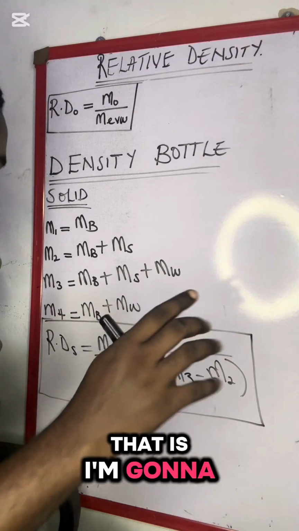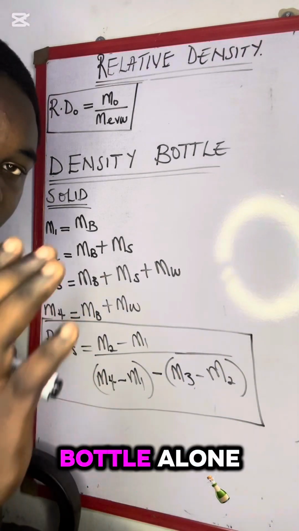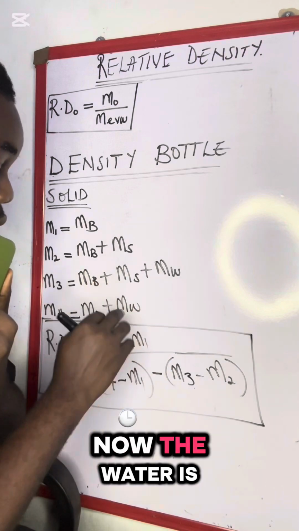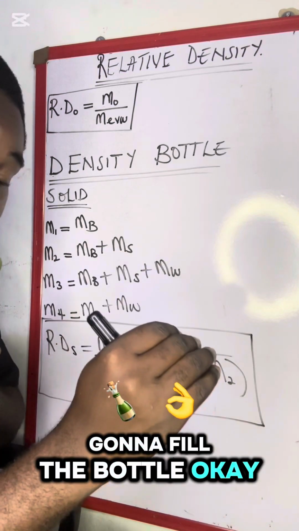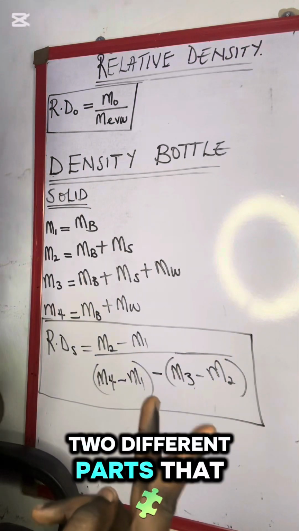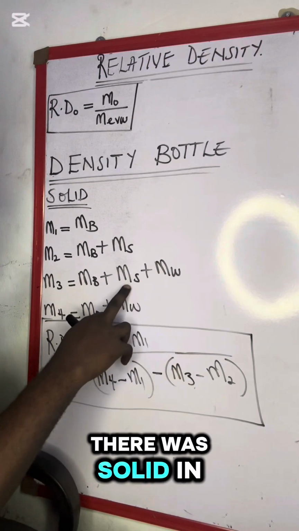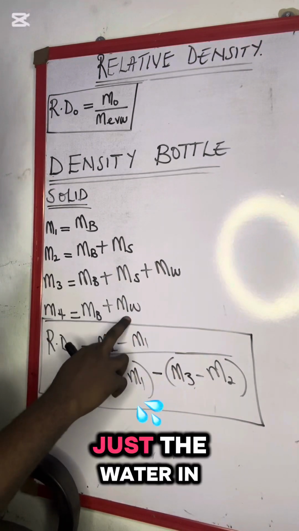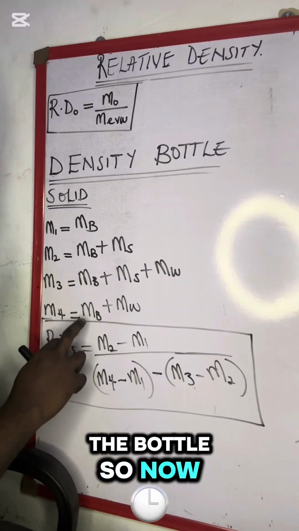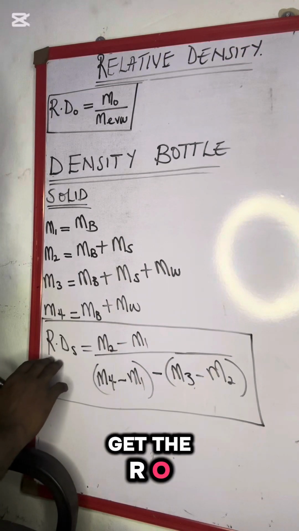That is, I'm going to pour just water into the bottle alone. Now the water is going to fill the bottle. So we have two different parts that have water. We have them in M3, mass of water, but there was solid in it as well. In M4, just the water in the bottle. So now how do we get the RD for this solid?